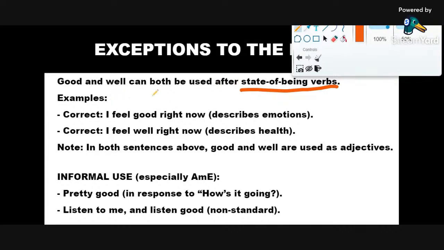Now, a state of being verb is a linking verb. All right? A verb like feel is a state of being verb, a verb that describes a state of being, not an action. So when you use good with such a verb, it is correct. And if you use well with such a verb, it is also correct. And in this case, you are using each of them as an adjective, all right? And it is actually describing someone, how someone feels, okay?